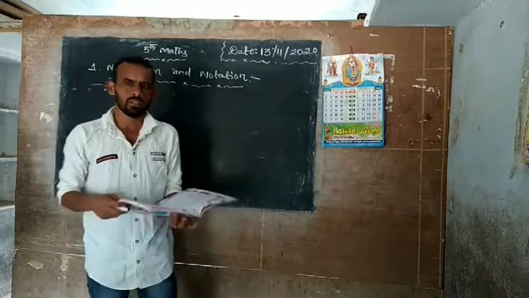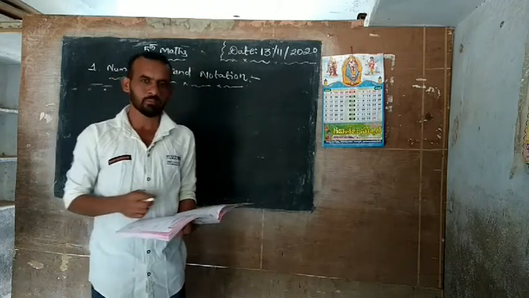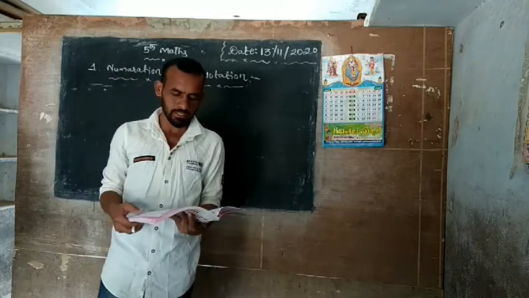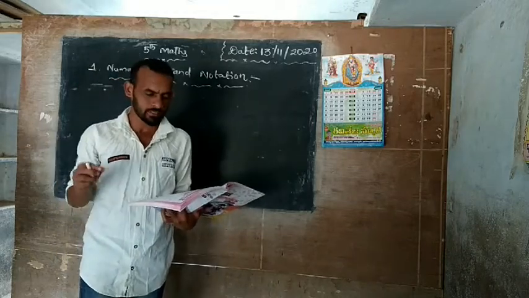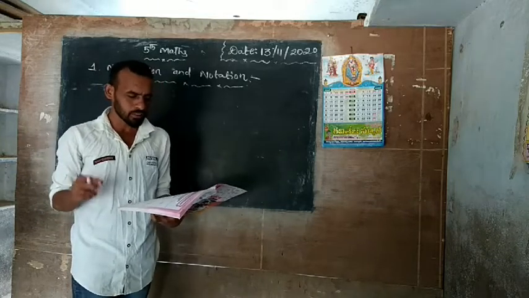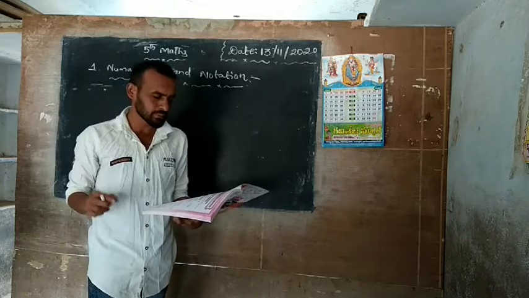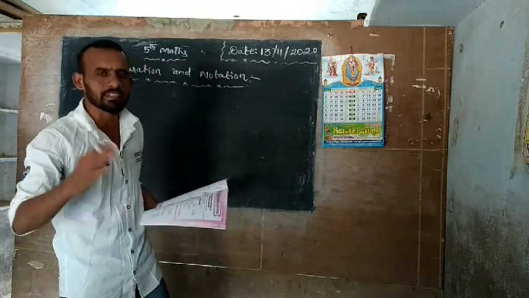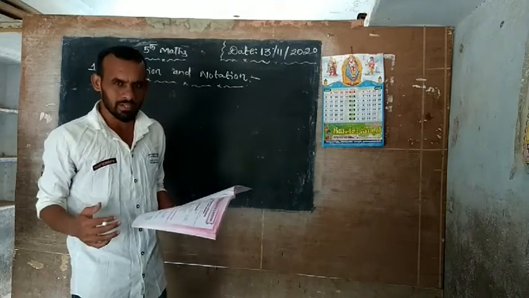Good morning, students. Today we are going to discuss 5th class mathematics, first chapter, numeration and notation. You already learned numeration and notation in the 4th class. In 4th class we already performed the 4 fundamental operations, additions, subtractions, multiplication and division, on 6 or 7 digits. Now let us just remember once.